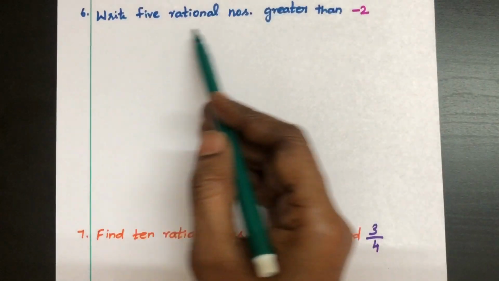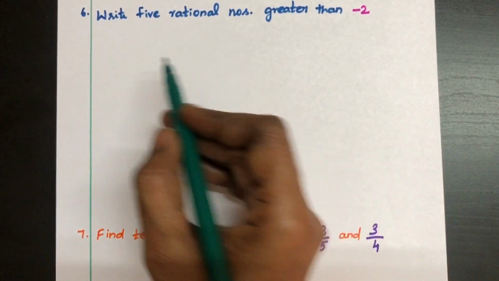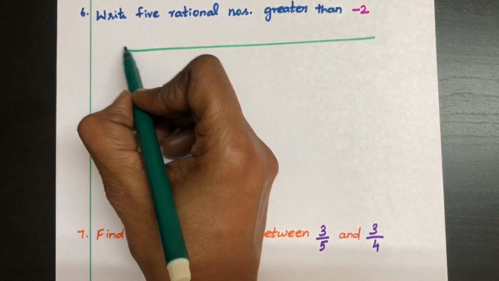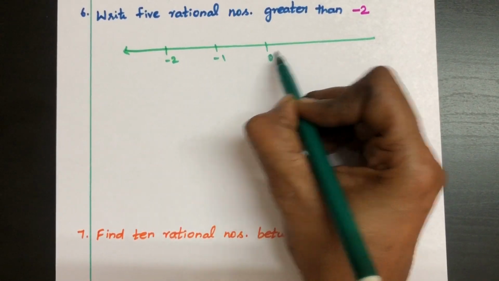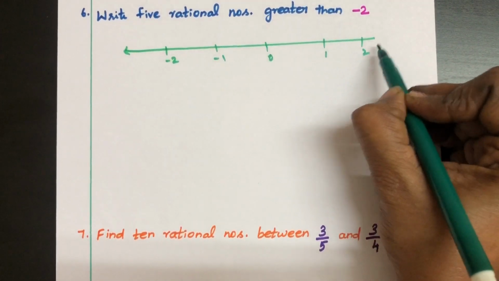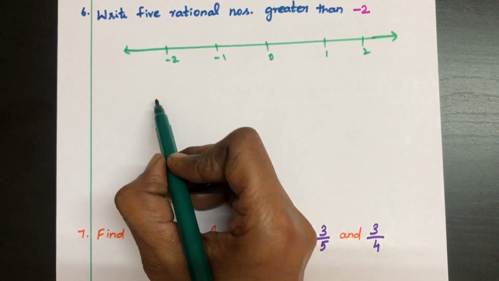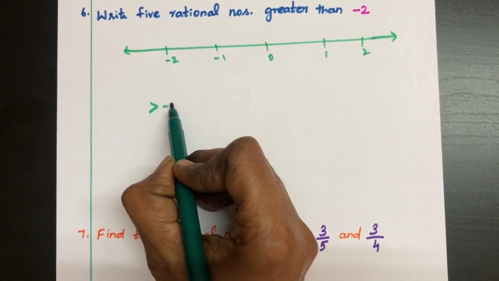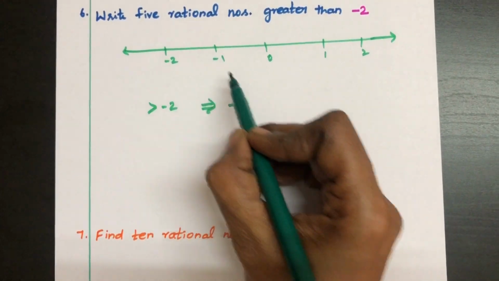Sixth question. Write 5 rational numbers greater than minus 2. It's very easy. On the number line, this is minus 2, minus 1, 0, 1, 2 and so on. Greater than means this side. So numbers greater than minus 2: minus 1 we can take.